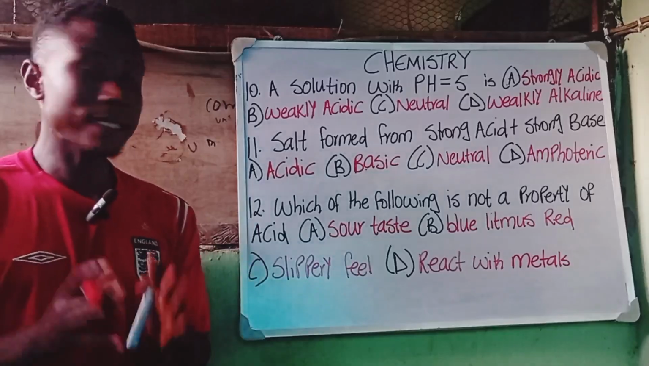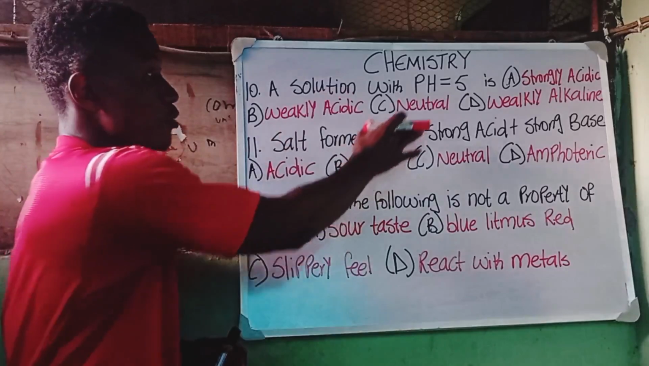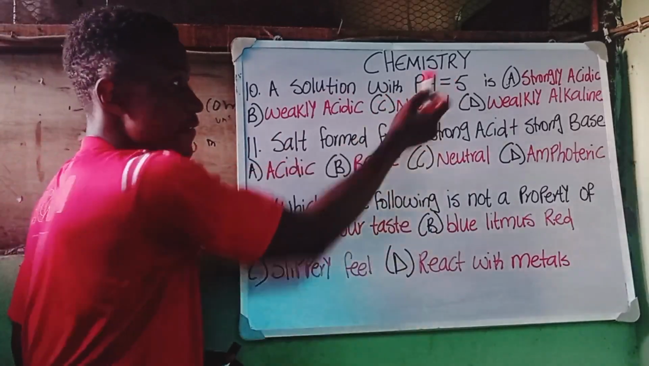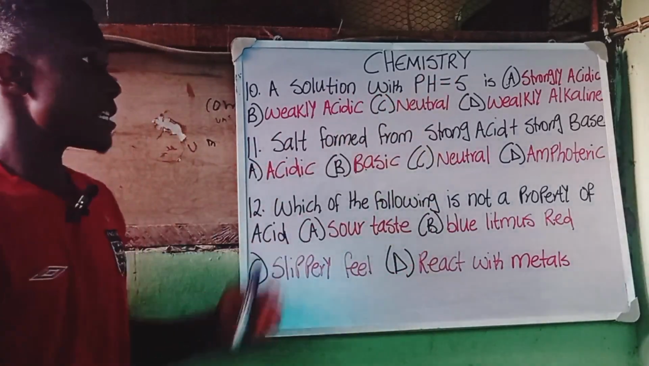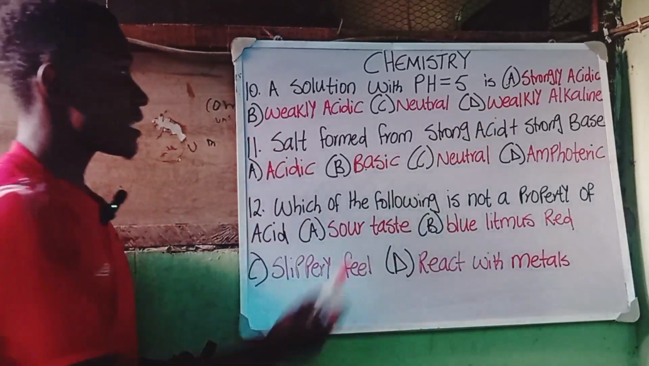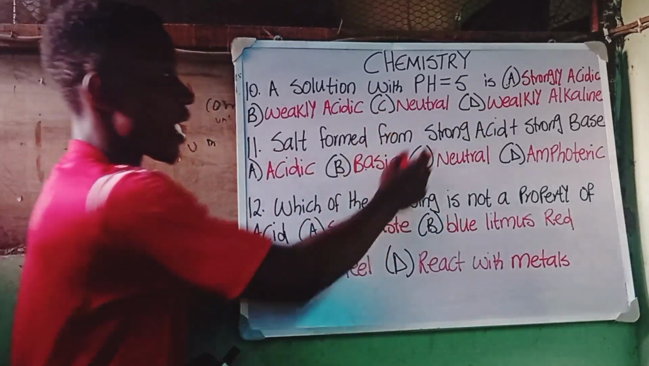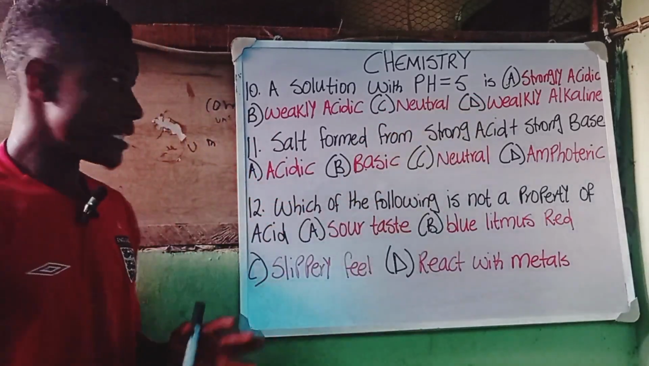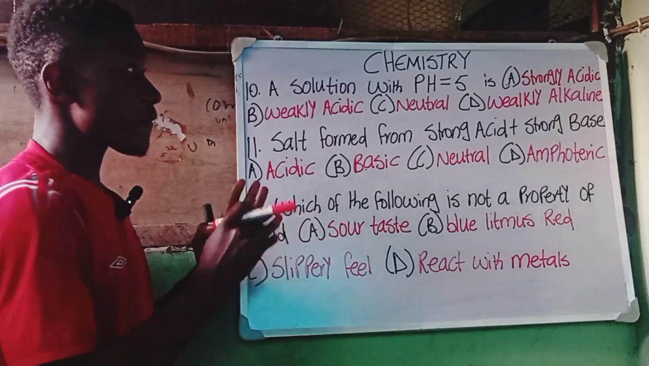So we have question number 10. It says a solution with pH 5 is: A, strongly acidic; B, weakly acidic; C, neutral; and D, weakly alkaline. A solution with pH 5 is what?